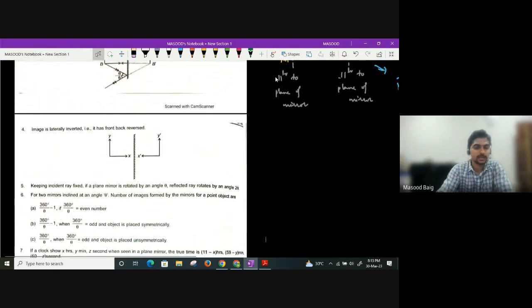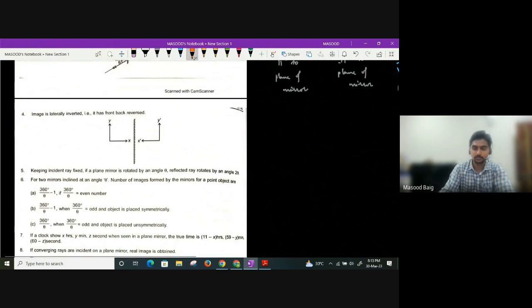So image will be laterally inverted. You all know, right? If you place the object like this, the image will be in this manner. And a very important point, which was asked in AIPMT, the fifth point, guys. If you are fixing the incident ray and rotating the plane mirror, let us say I have fixed the incident ray in this manner and rotated the plane mirror clockwise by a certain angle theta, the reflected ray will also get rotated in the same direction by double the angle, guys.